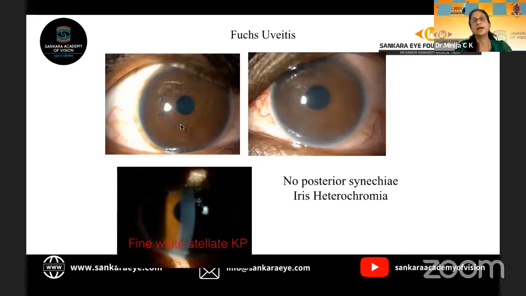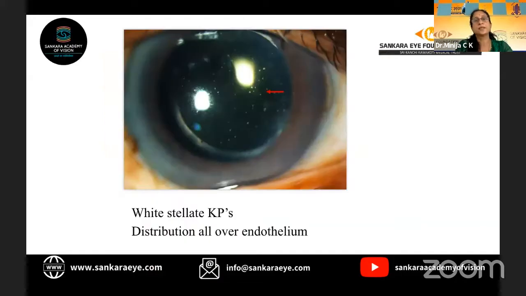Another case where you have to look at both the eyes. You can see the iris color, you have a heterochromia of the iris, and you have fine white stellate KPs. This is the only condition where your KPs are distributed evenly all over the corneal endothelium, but there's no posterior synechiae. So this is characteristic of Fuchs uveitis syndrome. In the same patient, they usually have a complicated cataract, and cataract surgery has been undergone in this patient.